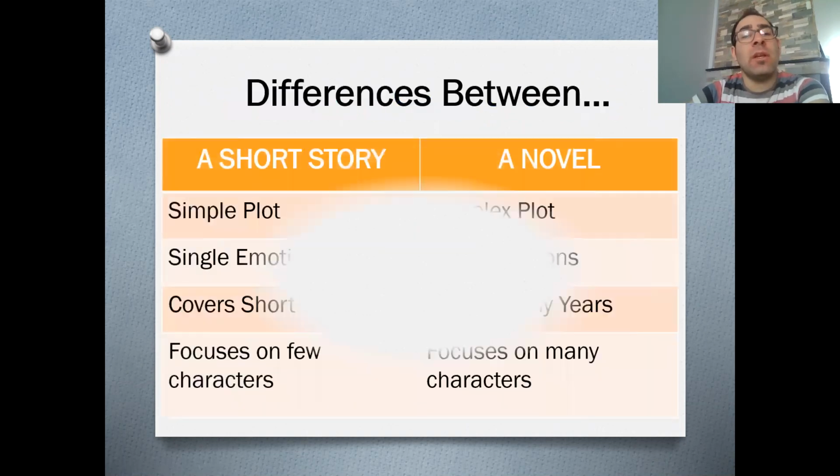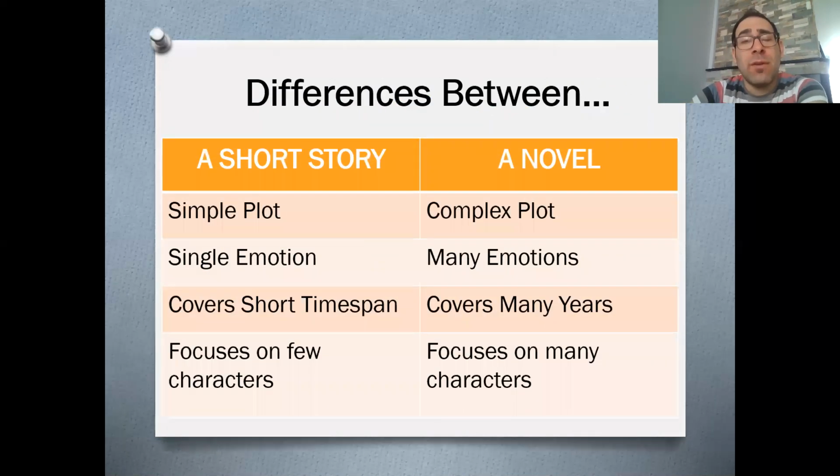Now, the differences between a short story and a novel: a short story is very simplistic. It has a single tone, mood, and emotion. It covers a short time span, so it could be from an evening, a day, to a couple of days. A novel usually covers many years, like in To Kill a Mockingbird with Scout and how she was growing up. And a short story has a handful of characters that you can literally count on your fingers, versus a novel, where you have a plethora of characters.